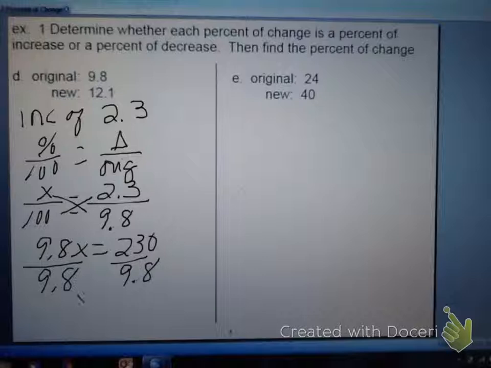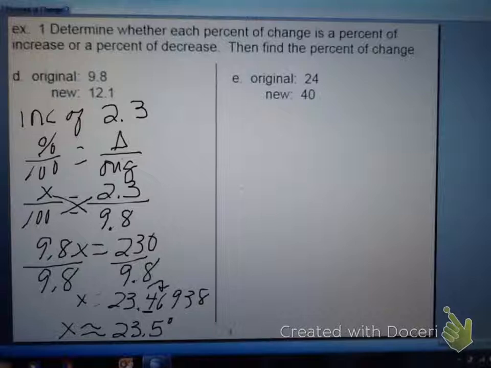And in the calculator, it reads 23.46938, and so on. Now, it does not tell us what to round it to, but because the original problem was in the tenths place, I'm going to round to the tenths. So it's x is about 23 point, look at the 4, the 6 tells us to round up, so it's about 23.5%, and that was an increase.